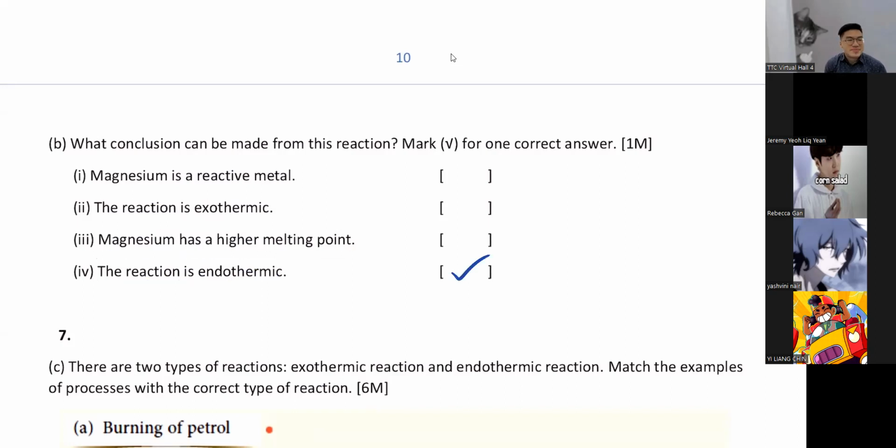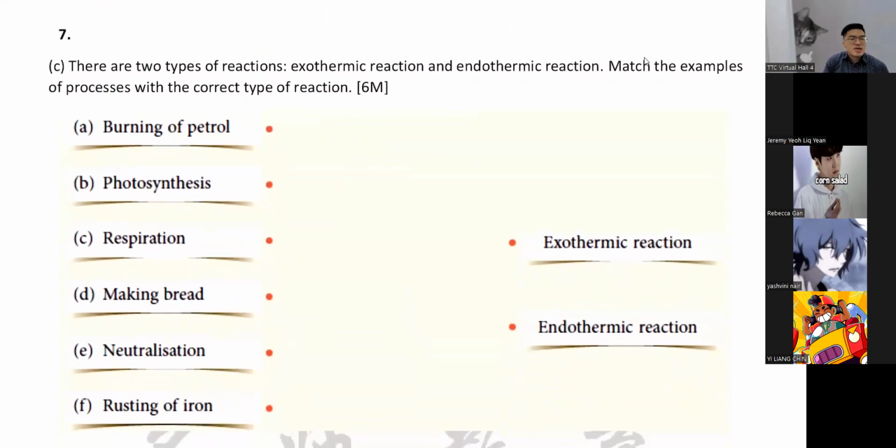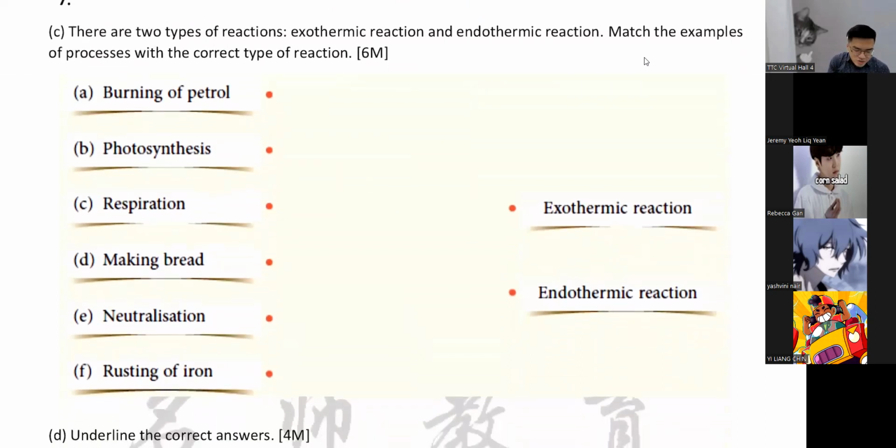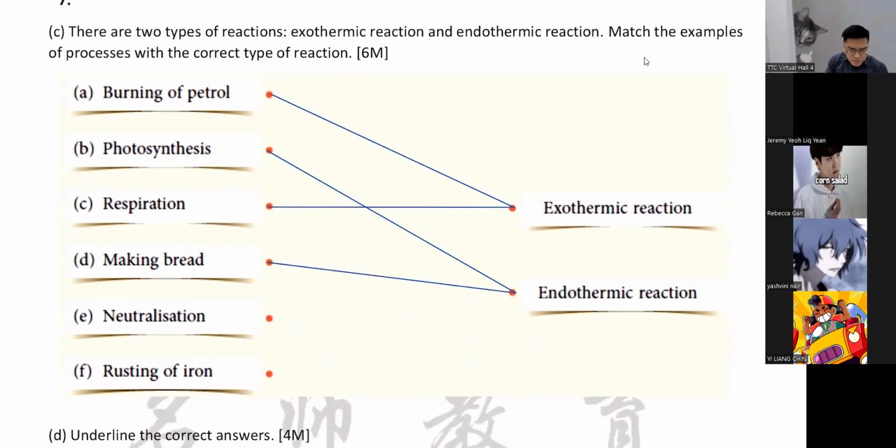Okay, easy peasy. All right, next, moving on, let's go into our question 7. Why is it the same question again? All right, okay, let's get this done. So burning of petrol is exo. Photosynthesis is endo. Respiration is exo, because you become hot, your body heat. Making bread, endo. And then neutralization, exo.